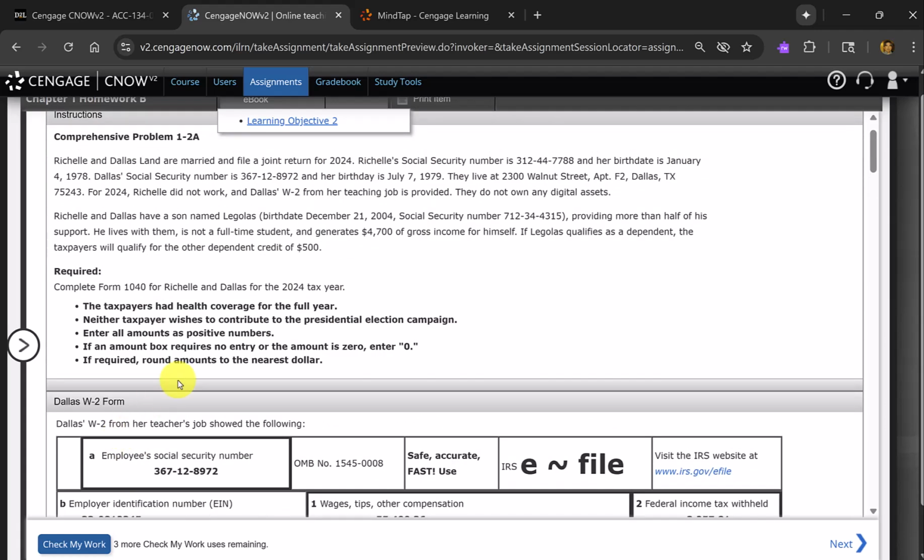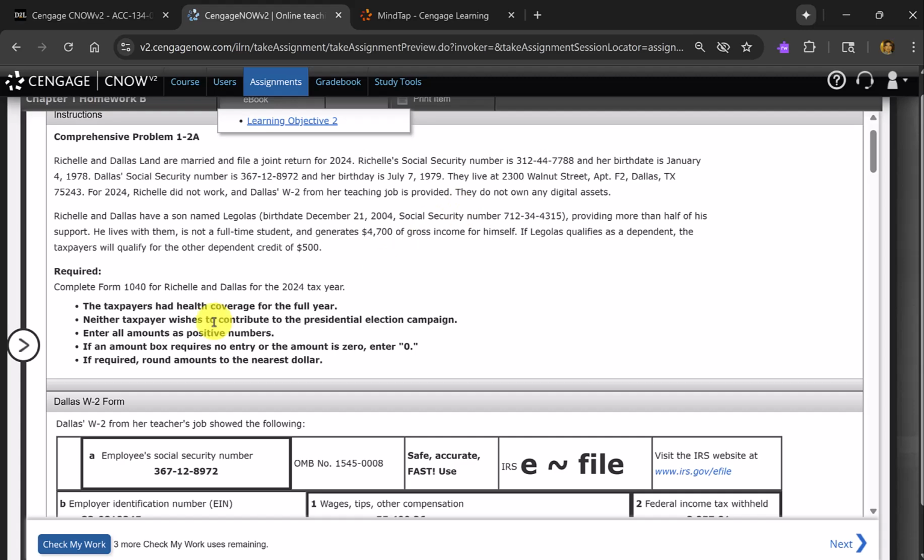That's also true for any dependents you're claiming on that tax return. Okay, so other facts were given, their address. All of this is entered for us on the tax return already. Richelle doesn't work. That W-2 is for Dallas's job. Also, they say here, they do not own any digital assets.